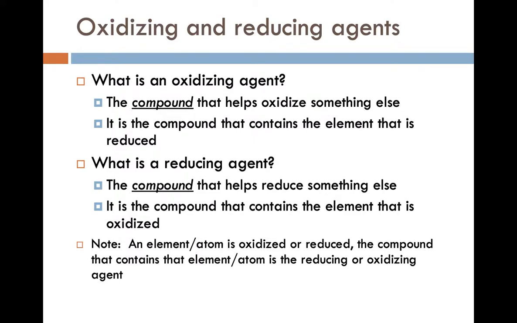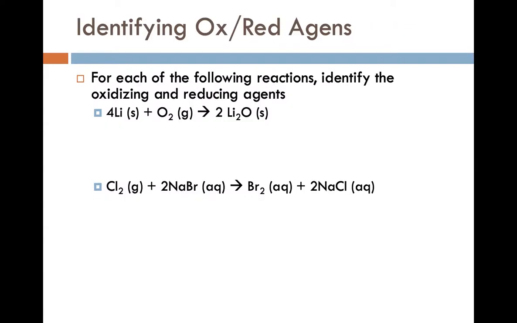So terminology and notation wise, we usually talk about certain elements or atoms being oxidized or reduced. But then when we talk about oxidizing and reducing agents, we're not talking about the individual element or atom anymore. We're talking about the full compound that's actually getting oxidized or reduced. All right, so identifying our oxidizing and reducing agents, just some really quick examples.